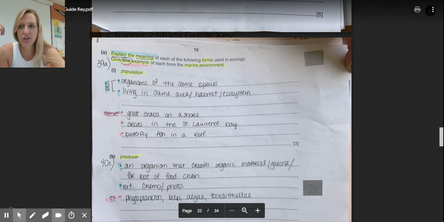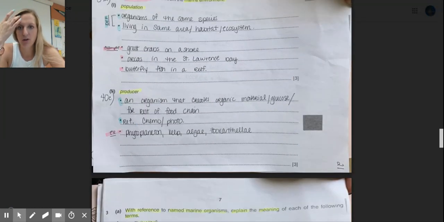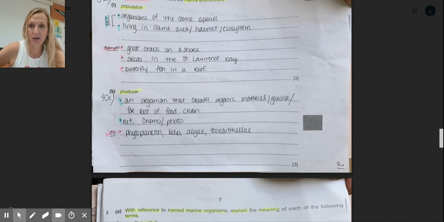Give one example of the marine environment. So if you reference that they do this through chemo or photosynthesis, you get another mark, like how they produce. And then an example could be phytoplankton, kelp, algae, zooxanthellae, chemosynthetic bacteria that live in hydrothermal vents through chemosynthesis. And that is going to be it for learning outcome C.